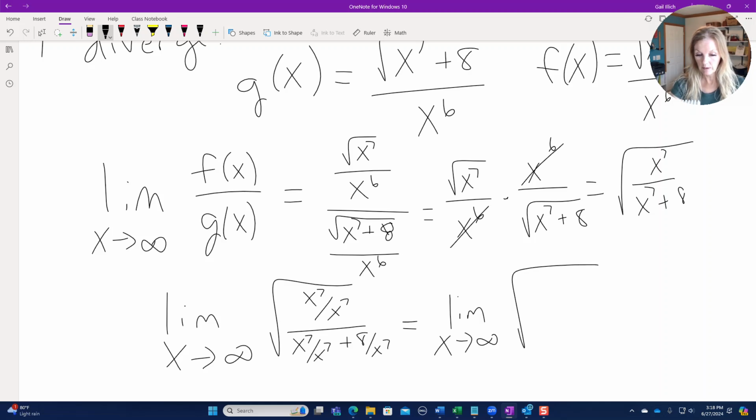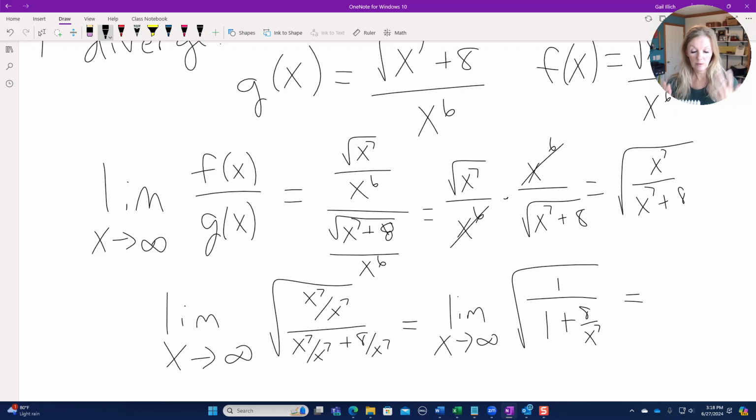We'll have the square root. x to the 7th divided by x to the 7th is just 1, and again, x to the 7th divided by x to the 7th is 1. And then this will be plus 8 over x to the 7th, right? And then that simplifies as x goes to infinity. 8 over x to the 7th is going to go to 0.